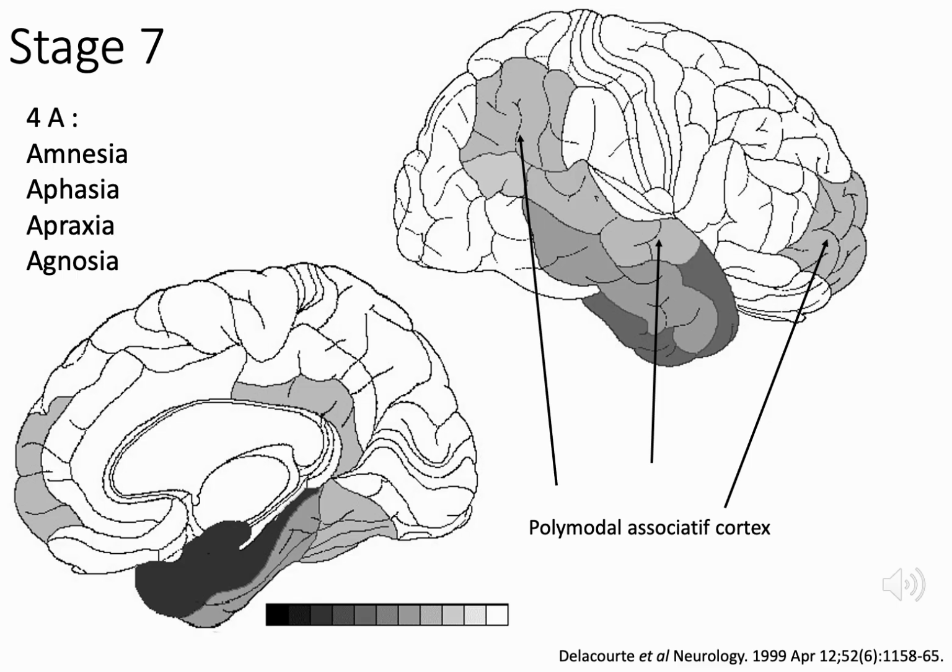Stage 7. Neurofibrillary degeneration will simultaneously affect all polymodal associative cortical regions, namely the anterior frontal cortex, the superior temporal cortex, and the inferior parietal cortex. Amyloid deposits are significant. At this stage, cognitive impairments progress to the 4 A's. Amnesia, memory loss. Aphasia, language impairment. Apraxia, difficulty with motor skills. Agnosia, difficulty recognizing objects.